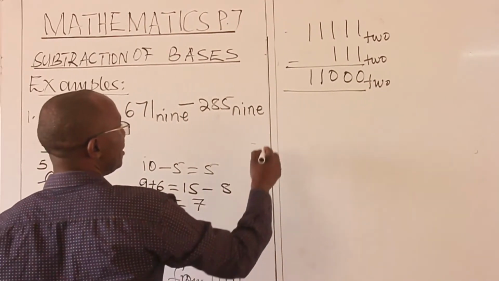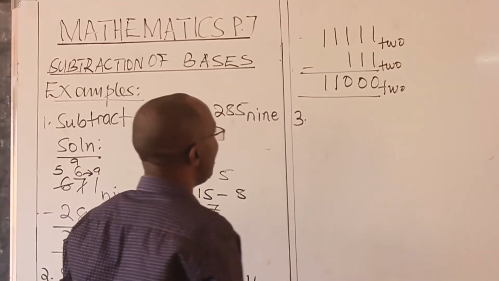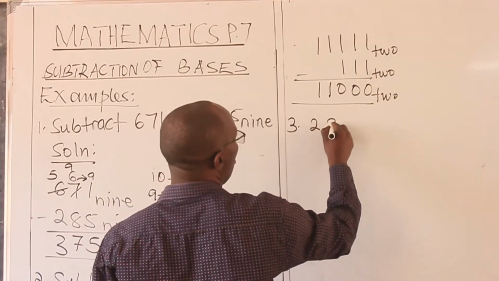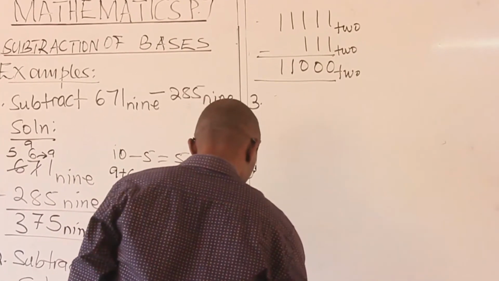So now, 3, we go to another question. Another question is going to be in base 9. That is 234. It is going to be worked out.